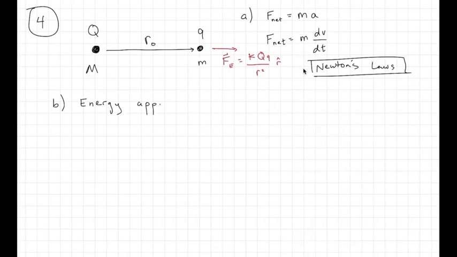Because as you may remember, what we do in an energy approach is typically we would say in a system like this, where only conservative forces are acting, then the change in total energy of the system is zero.